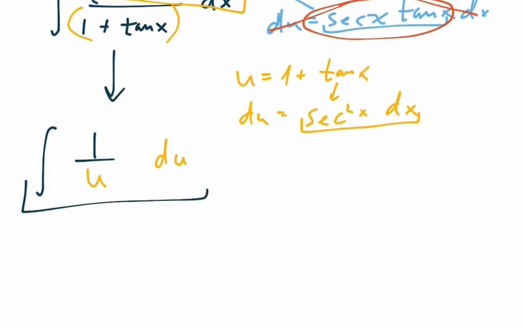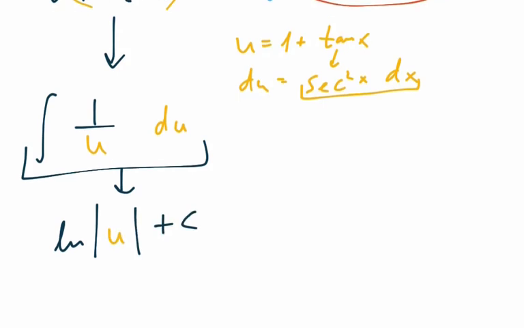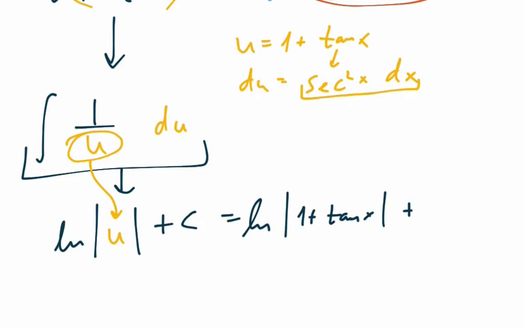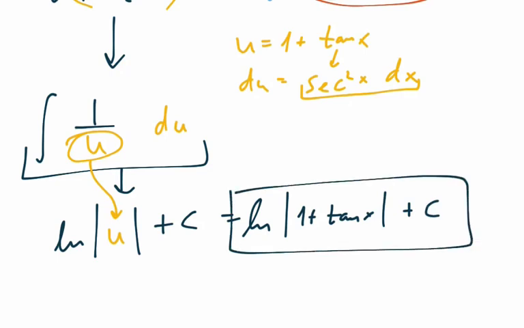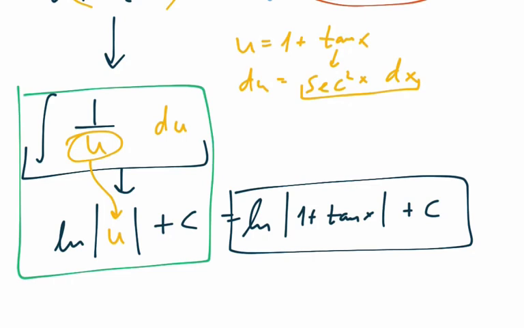Now we can use the natural log rule. So this is natural log absolute value of u plus c. And again, we add the absolute value because u could be positive or negative, but the domain of natural log is restricted to only positive values, so we have to take the absolute value of the inside to make it positive. And then finally, we substitute the u back inside, so we get natural log of 1 plus tangent x plus c, and that would be our final answer. Notice that this is the integration step where we take the integral of 1 over u du and make it natural log of u plus c.